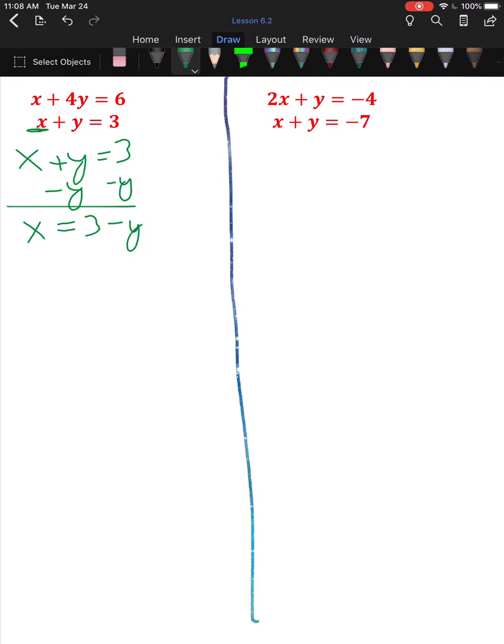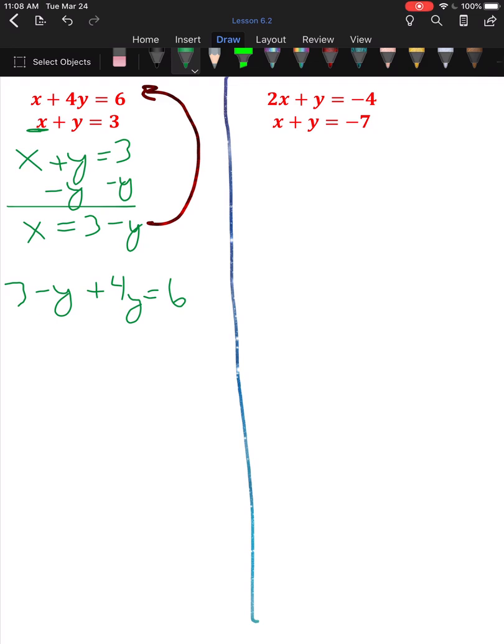I have an expression for x that I can take and plug back into the first equation. I solve the second, I have to plug it into the first. So the first equation says x. Well, x isn't x anymore, it's 3 minus y. And then we have plus 4y equals 6.